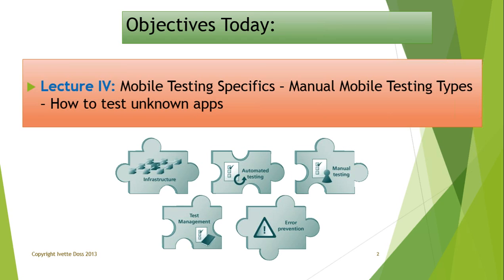But to talk about this, we need to first specify mobile testing specifics, and talk about manual testing types and categories. And at the end, after all these theoretical technical things, we will go through an example of how to test an unknown application, from a mobile project perspective.